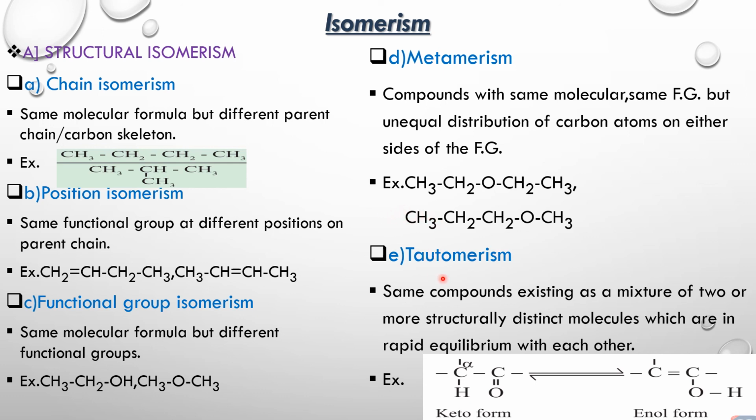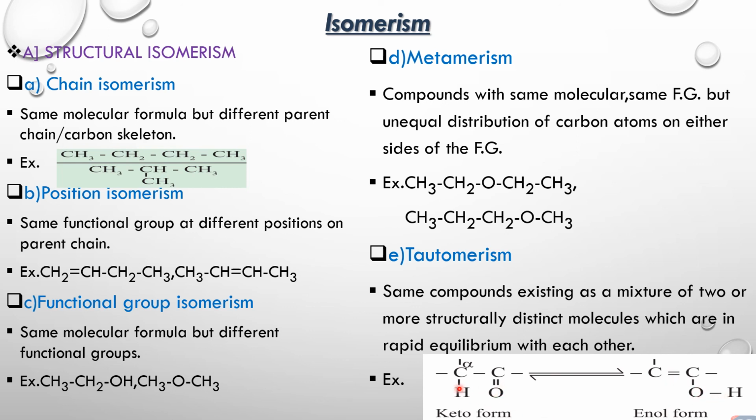Then number 5 is tautomerism. It is a special type of isomerism. In this case, one form of a molecule is rapidly interconverted into another form. For example, here CH, C double bond O. It is the keto form of a compound. In this keto form, we have the ketonic carbonyl group C double bond O, then the alpha carbon atom, which carries one hydrogen atom. Now reversibly it undergoes interconversion into this molecule, C double bond C OH.